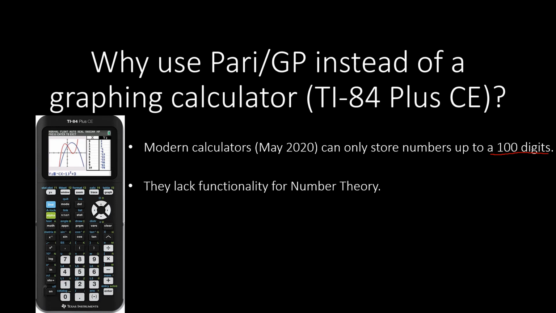Now, they also lack functionality for number theory. Even though they have some of the functions that you use in number theory, some of them are not there. And calculators are designed for general purposes. I'm not saying the calculators are bad or you should not have one. These are for general purposes. So for example, if you are taking a calculus class or a statistics or any other math class, a calculator like this is probably good for that. But for something like number theory, you probably will need something else.